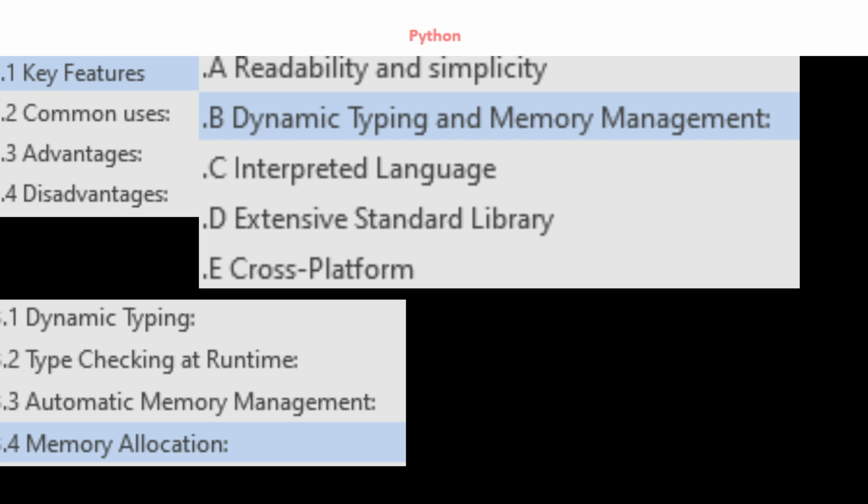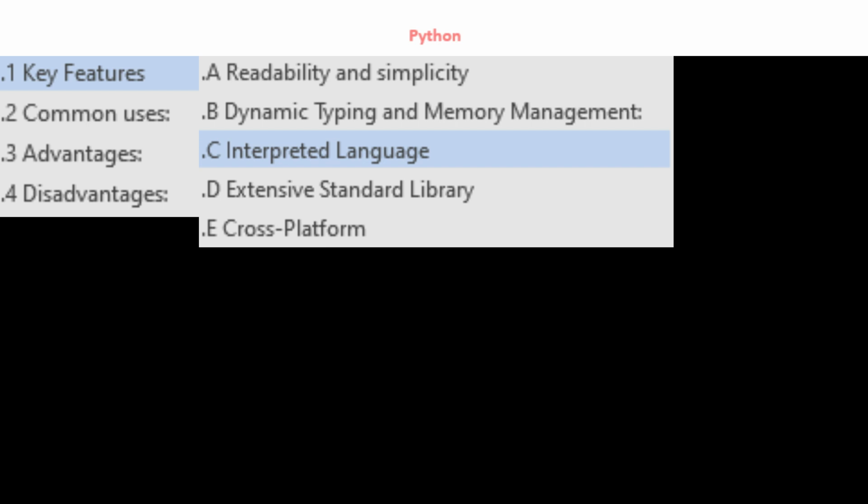Efficient use of memory. Python optimizes memory usage by internally managing memory for small objects and frequently used data structures. Example: interning of strings, where identical strings are stored only once in memory to save space. Interpreted language. Python is an interpreted language, meaning that code is executed line by line, which aids in debugging.